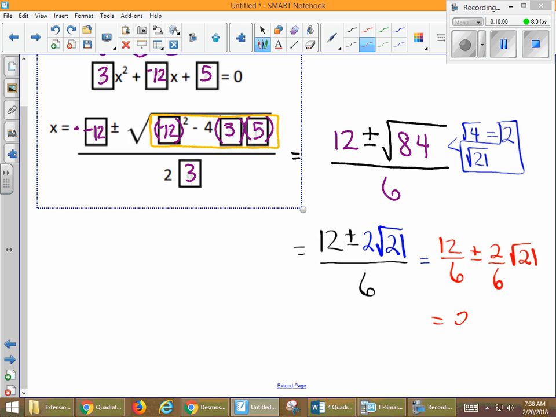12 over 6 is 2. 1 over 6 is 1/3. So that's another way you could see that. The plus minus in the middle gives you 2 solutions.